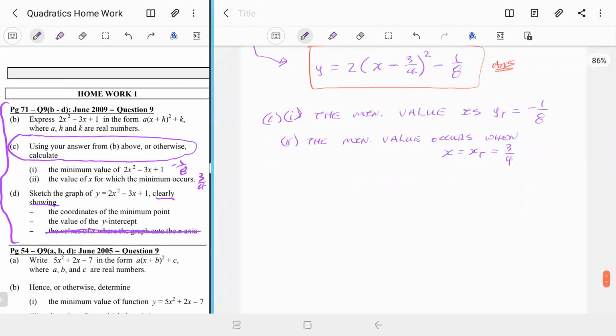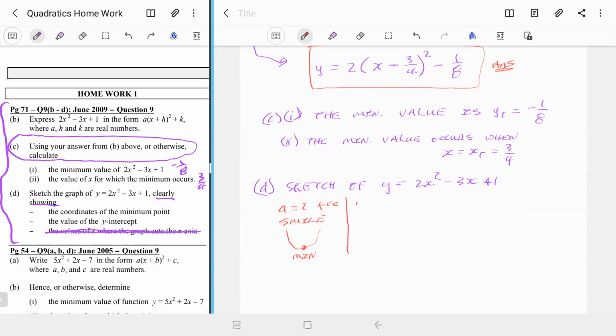So I'm going to do the sketching, part D. I'm going to do a sketch of y equals 2x squared minus 3x plus 1. Now what do we need for that sketch? First thing is that the a equals 2 is positive. So it's going to be a smile shape graph. And when it smiles, it has a minimum point.